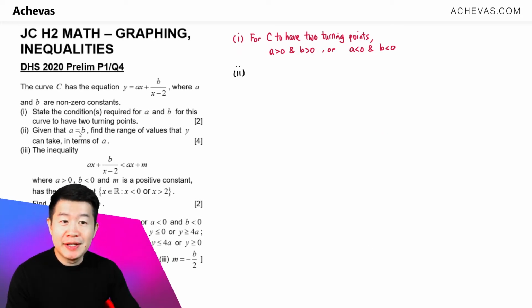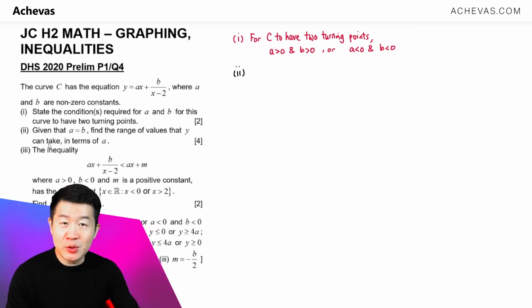In part 2, we are given that a is equal to b. If a is equal to b and they are non-zero constants, that will imply that both of them must be bigger than 0 or both of them must be less than 0. And according to what we have derived in part 1, this implies that the curve has two stationary points or two turning points. So what the question is asking for is the range of values that y can take.